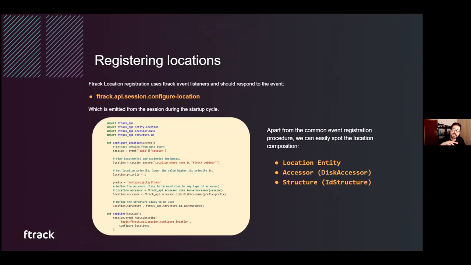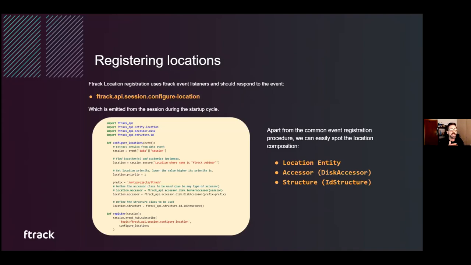So if you do remember the first slides, we have a list of locations on the web server. Doing session ensure, basically, what we do is create if it doesn't exist and return it. So in this case, we are ensuring there is an ftrack webinar location in our server. If it doesn't exist, we'll be creating one and we'll return it. Second thing, we're going to set a priority. In this case, we're going to set a priority to 1.